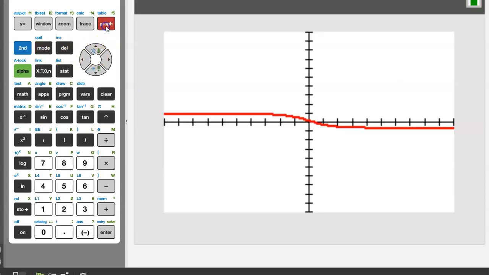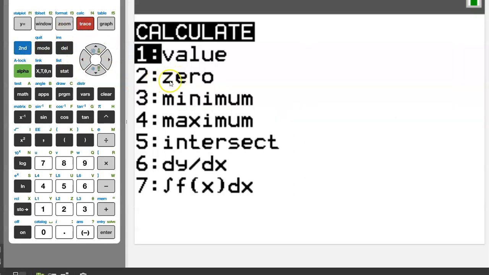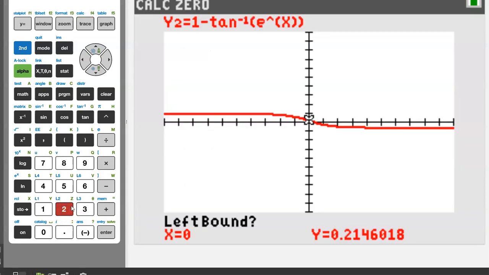Hit graph. So here is a graph of the velocity function. This is a graph of y prime. I can see that it crosses the x-axis somewhere very close to here, just to the right of the y-axis. Anyway, I'm going to choose second trace, and the zero function will help me find where the function is equal to 0. So I choose option 2.